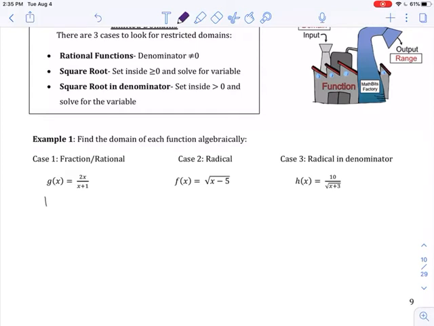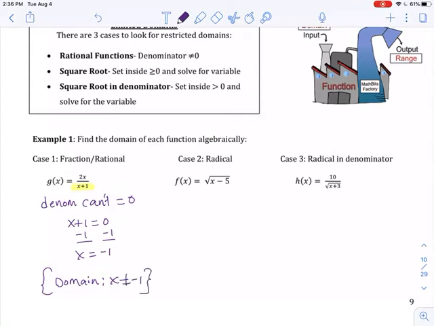So let's look at example 1. I have a fractional or rational expression. The denominator cannot be equal to 0. So I'm going to take this denominator, and to figure out what my domain can't be, I'm going to take that x plus 1 and set it equal to 0 and solve. So basically the only thing that x cannot be is -1. So my domain can be anything except -1. That's my restriction right there.